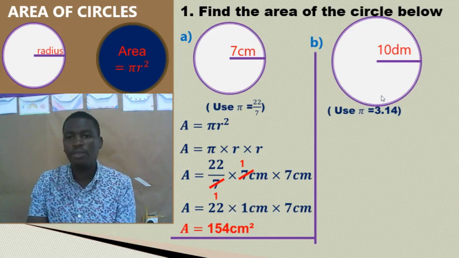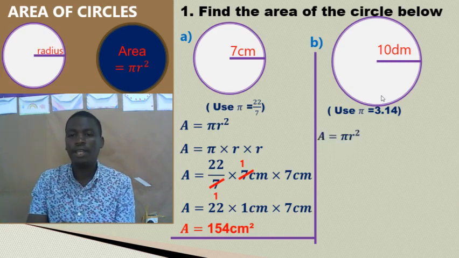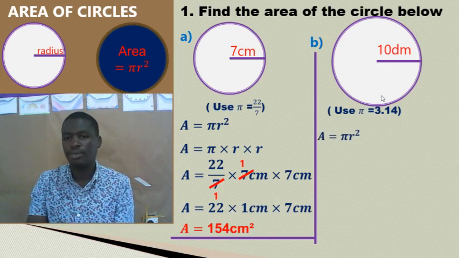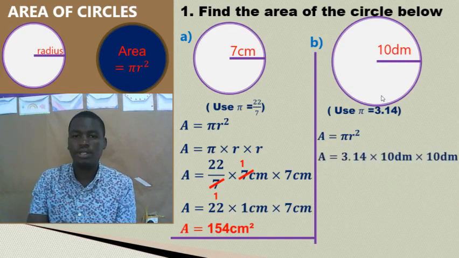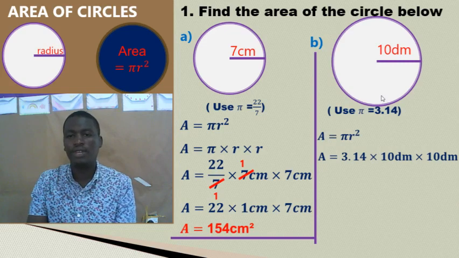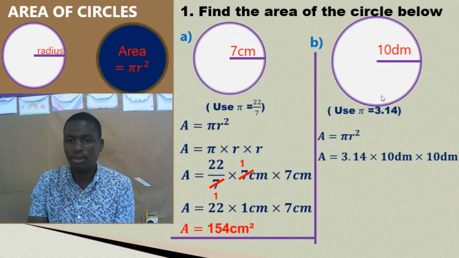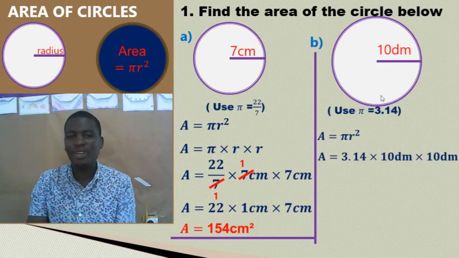So let's look at how to simplify part B of the question by saying our area still remains pi r squared. If our area is pi r squared, then let's substitute. This time I've gone straight. Since in part A we expanded pi times radius, this time we are going to substitute directly. The meaning of r squared is r times r, which is our radius times the radius. So we are supposed to use pi as 3.14. Yes. Our pi is 3.14 this time, and our radius is 10 decimeters. So we are going to say 3.14 times 10 decimeters times 10 decimeters. What do we get?